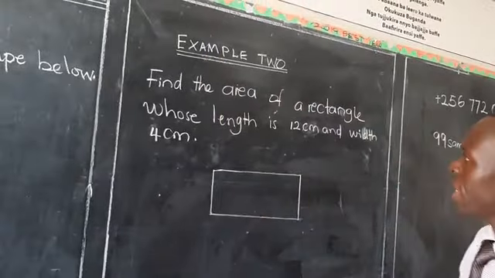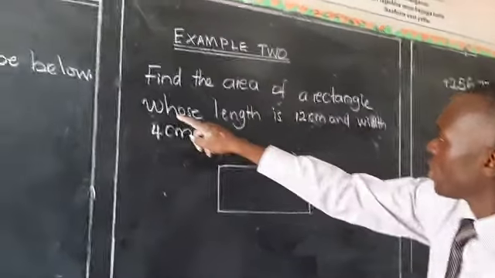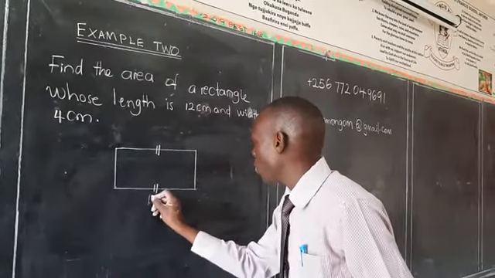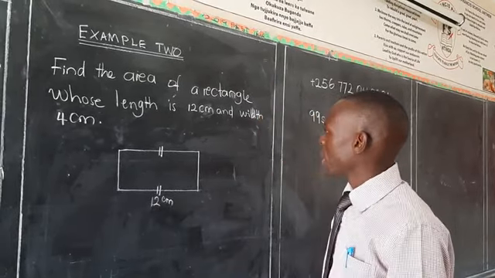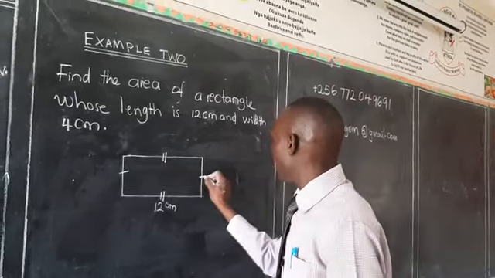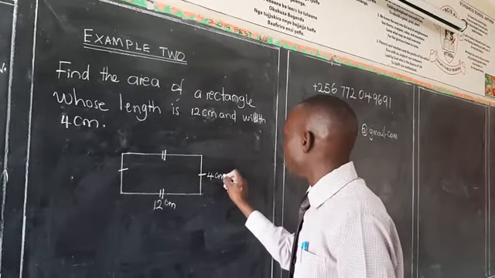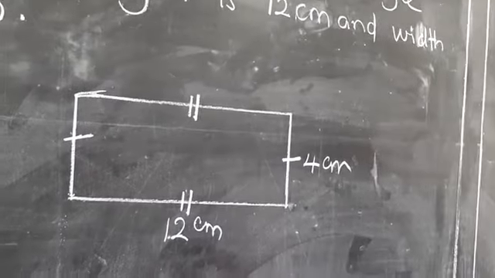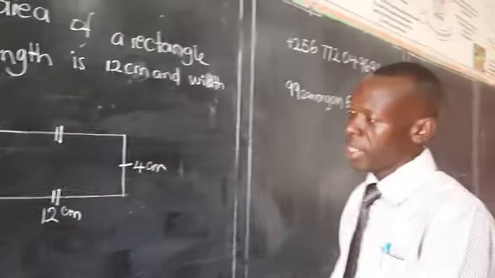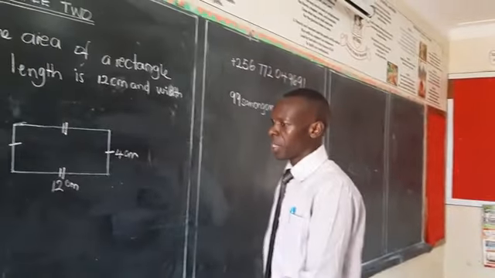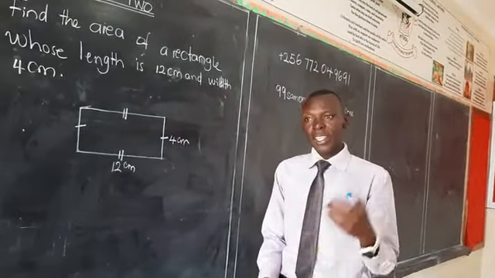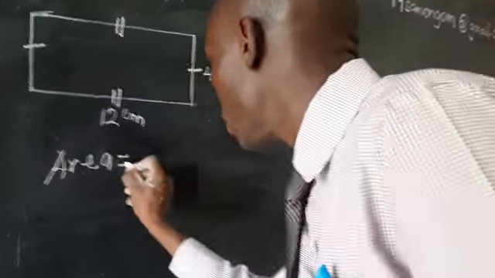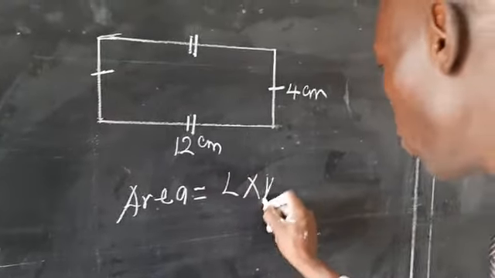So they say a rectangle whose length is 12. So this side is the length. Okay? So the length is 12 centimeters. Have you seen it? Then the width is 4 centimeters. Therefore, this one becomes like the first one. If you interpret the question in this form by drawing, you first draw, then you bring the question closer to you. So when it's like this, you now begin calculating. We have said area equals length times width.